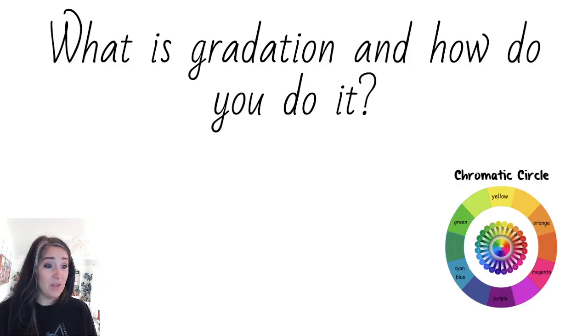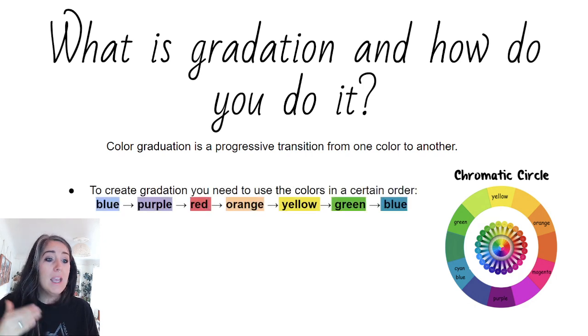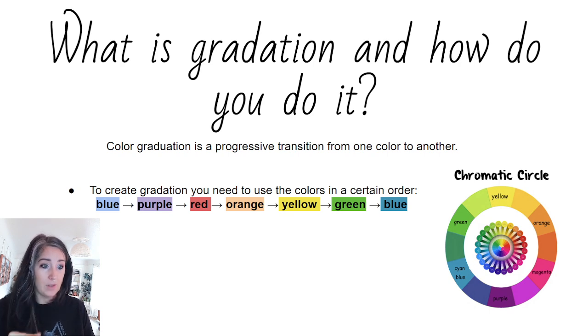Okay, so what is a gradation? How do you do it? What's going on here? So basically, a color gradation is a progressive transition from one color to another, and we want to stay with colors that are next to each other. Like, so I could go from purple to red to orange. That works. I could go from yellow to orange to red.